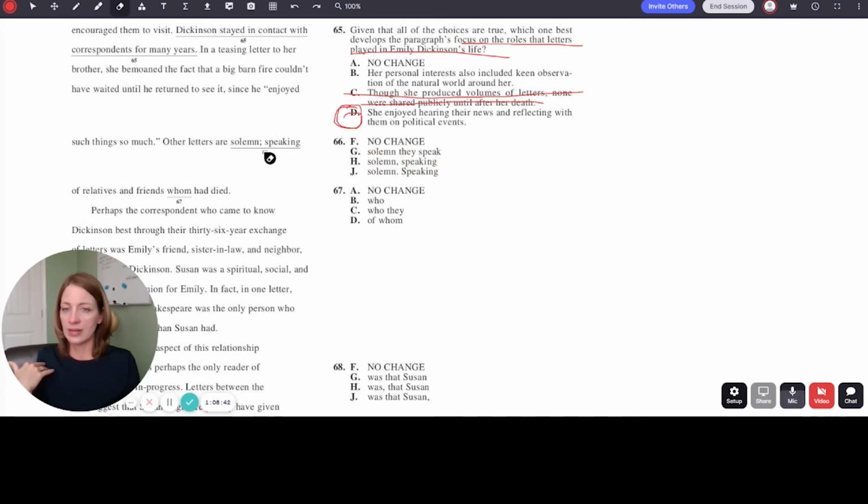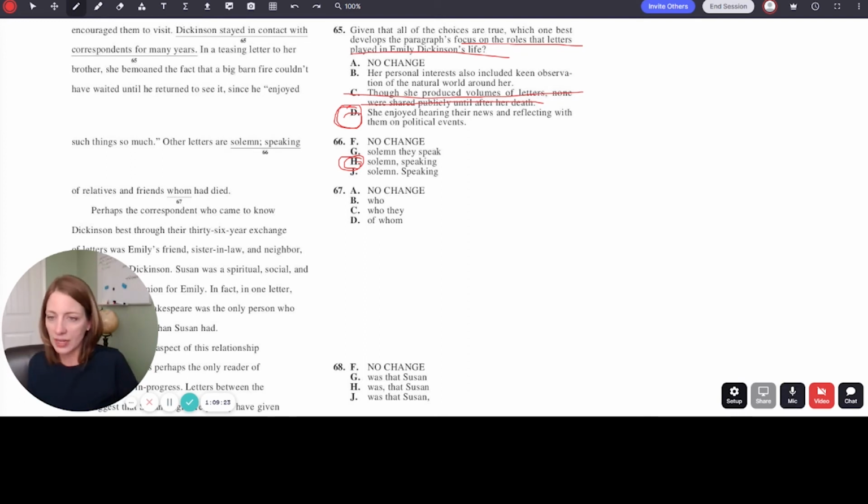So now I would take that little shortcut based on how I know the test functions. I would really look at H. If H was the right one, I wouldn't waste time analyzing those other ones, because if it's not F, it's not J. Okay, let's look at H. Other letters are solemn, speaking of relatives and friends who, and then we're going to figure out that who had died. So let's go with H. Feel good about that.